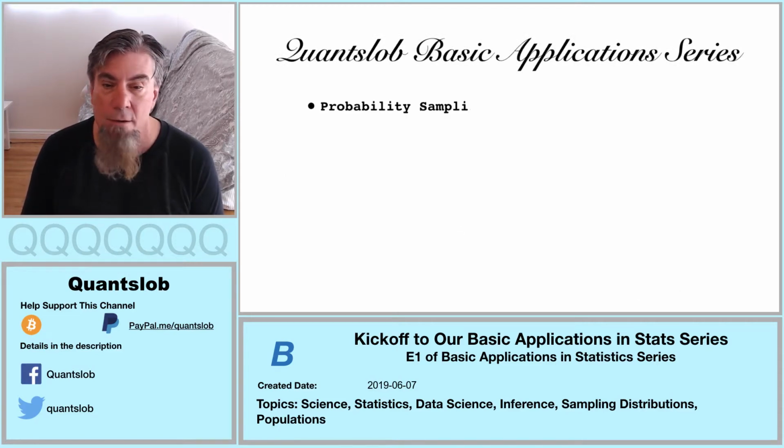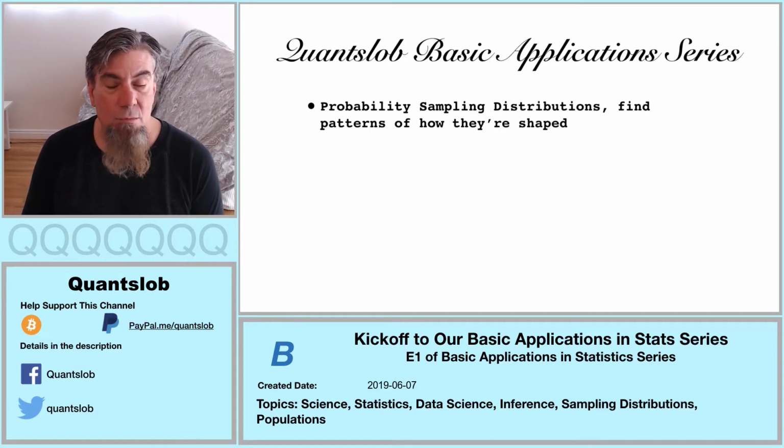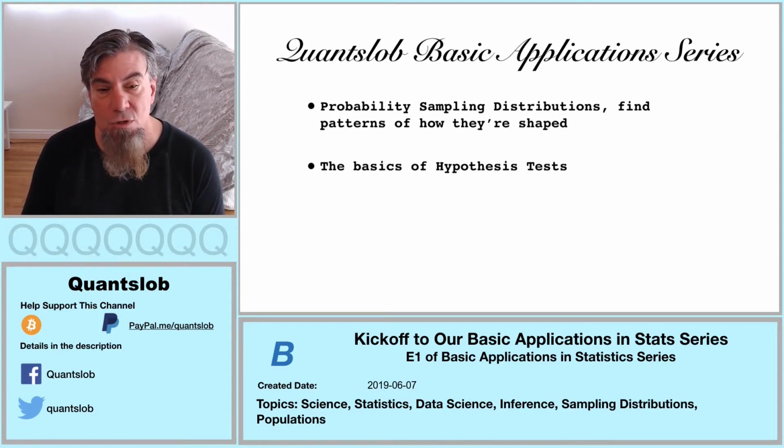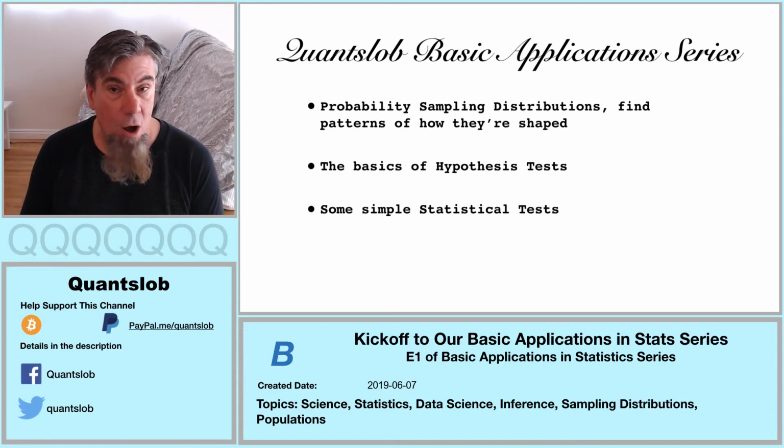Where are we headed? Probability sampling distributions. And I want to say as a heads up, with probability sampling distributions, we're not going to spend a whole lot of time on how they're calculated. We're saving that for later. Plenty of time for that later. We're going to focus on something much more important. We're going to clarify what they represent, and we're going to focus on looking for patterns in their shape, distribution, and variability. Then hypothesis tests, statistical tests of parameters, including some examples of applied hypothesis tests.